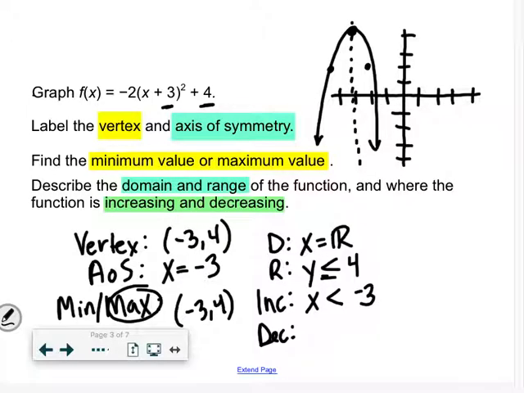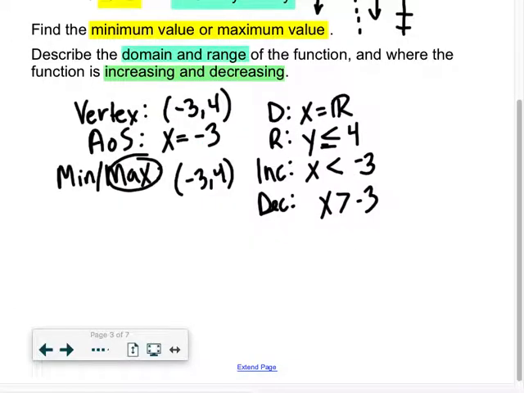Remember that for increasing and decreasing, it's going to be like x is less than h, x is greater than h. It's going to be split by the axis of symmetry, which is x equals h. And then once you get to the vertex, you turn around, so then you start decreasing. That's on the right side, so that's all x is greater than -3. Now, notice again on those increasing and decreasing, I don't put or equals to, because at -3, it's turning around. So I don't say increasing.